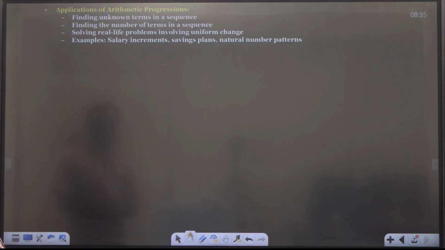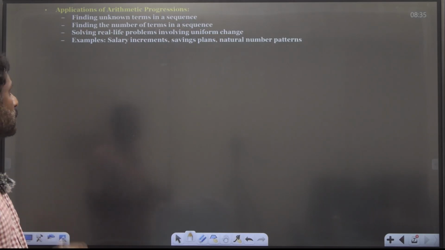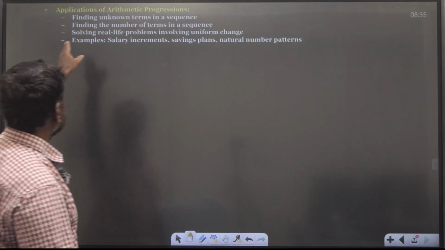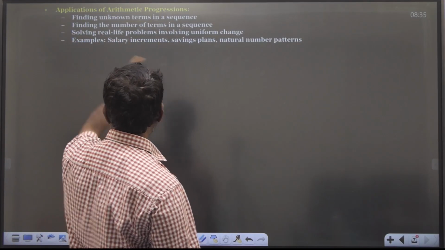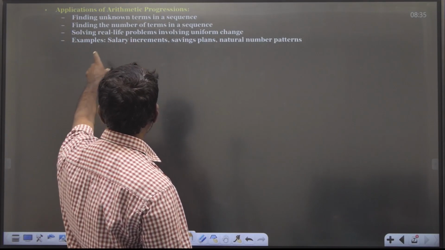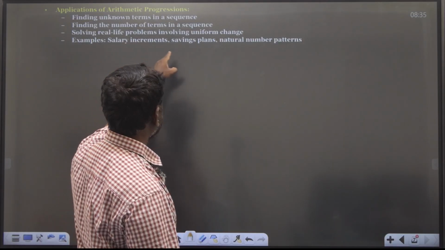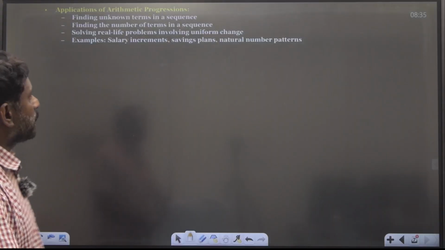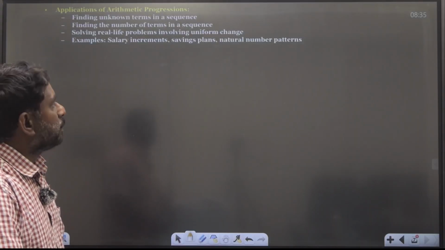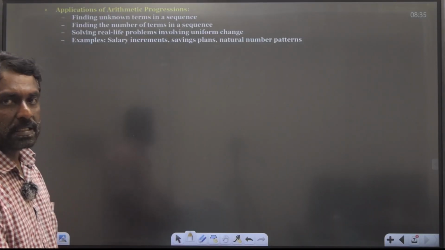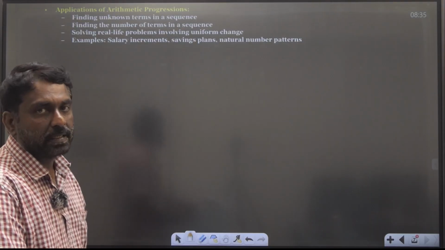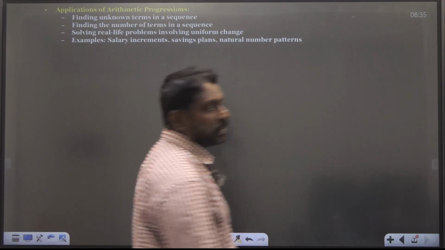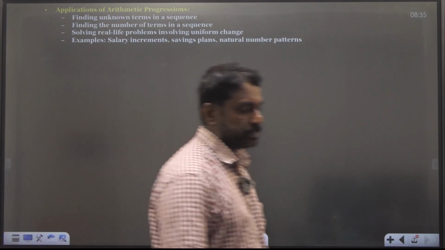Applications of arithmetic progressions: so many applications are there. In our textbook there are only 3 or 4. Finding unknown terms in a sequence, finding the number of terms in a sequence, solving real life problems involving uniform change, for example salary increments, saving plans, natural number patterns. We will discuss the application level later, no problem. These are the main or important parts of this chapter.